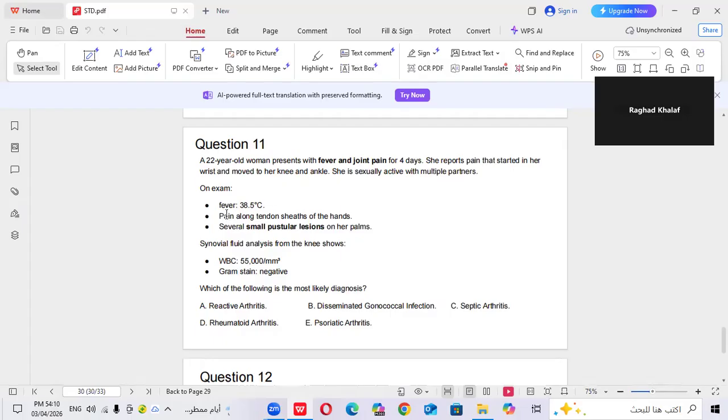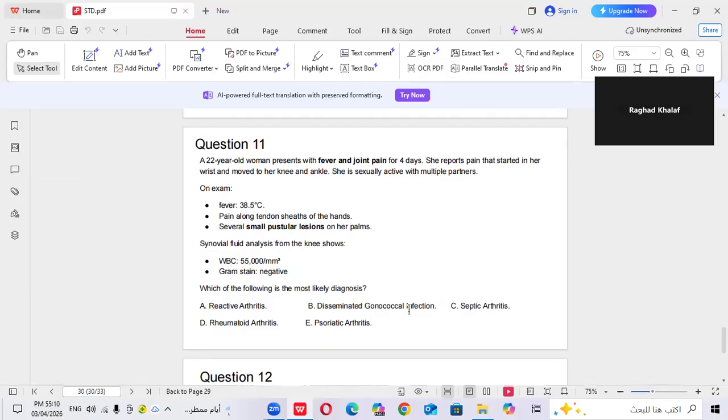She also has fever. She also has pain along tendon sheath of the hand, which means tenosynovitis, and she has small pustular lesions in her palms, which is all those tenosynovitis, migratory arthritis, and pustular lesion or skin lesion manifested as pustular lesions. They all point toward disseminated gonococcal infection. And also, when they did analysis from the knee, it showed WBC higher than 50,000, and the gram stain was negative. Which of the following is the most likely diagnosis?